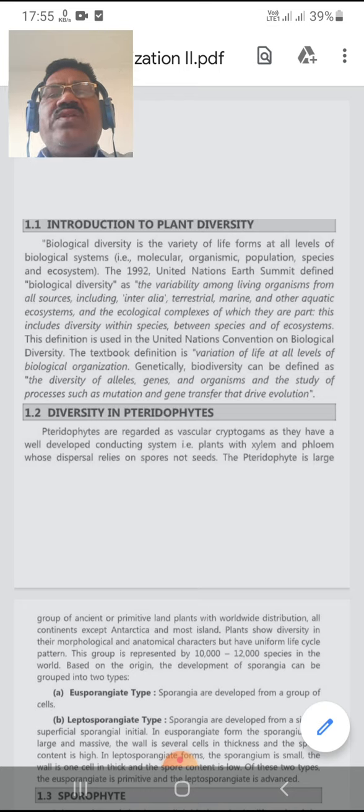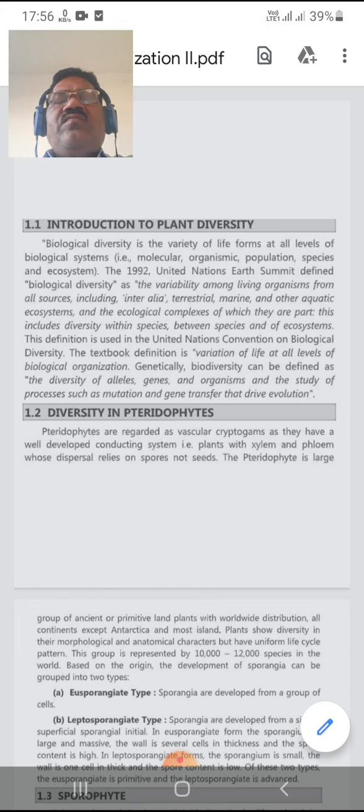You everybody know the plant having the variety of life forms and their differences in between the life forms is known as the plant diversity, or simply biological diversity, is the variety of life forms at all levels of biological system, that is molecular system, organisms, population, species, ecosystem, etc. In 1992, United Nations Earth Summit defined biological diversity as variability among the living organisms from all sources.